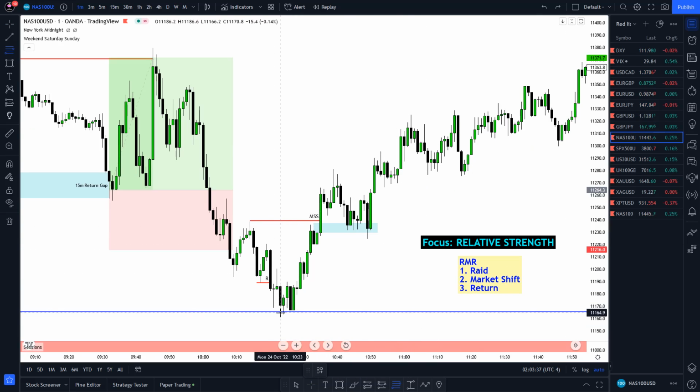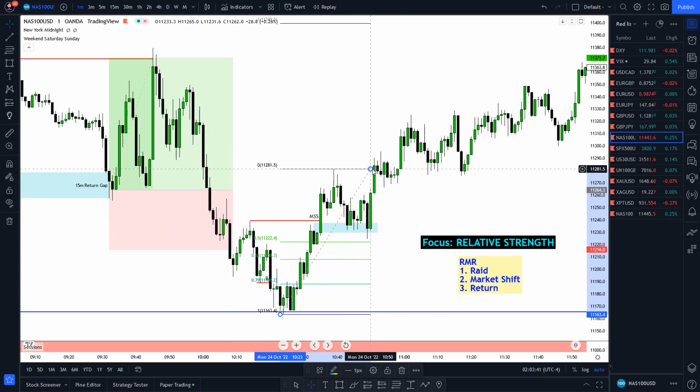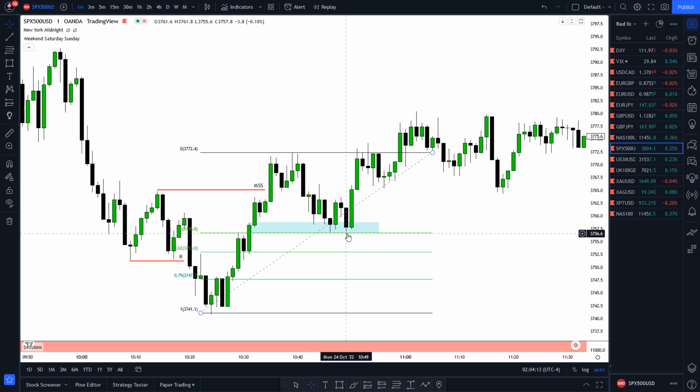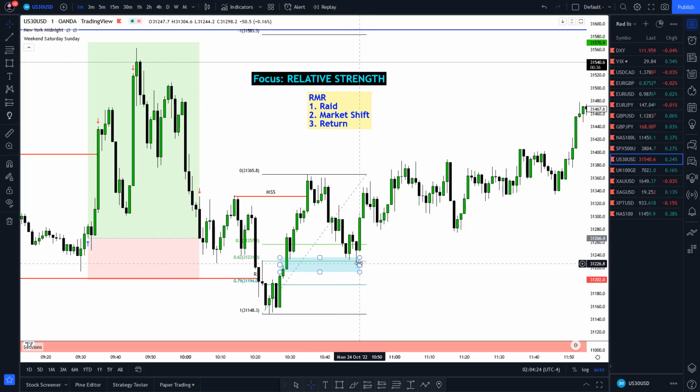And here on the NASDAQ, we can see the same fib from the bottom of the raid to the top of the market structure shift. How deep has price retraced? And we can see that price has not even reached that 50% level. So what does that tell us? It tells us that the NASDAQ is actually the strongest of the three, not even reaching the 50%. The S&P is a little bit weaker, retracing a little bit further than the 50%. And the Dow is actually now the weakest, retracing to the 62% level.